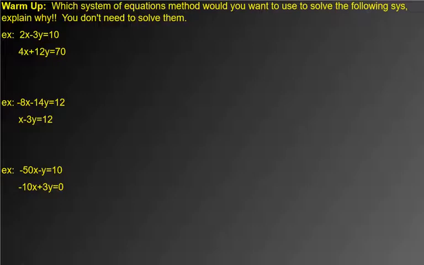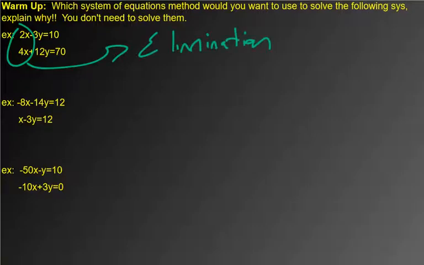For example, the first one, the 2x and the 4x are common multiples, right? And the fact that I don't have a variable that's super quick and easy to solve for would really mean that elimination would be best. If you tried to solve for any variable here, you're going to get some weird decimals and things like that. So doing elimination on that one would be best.